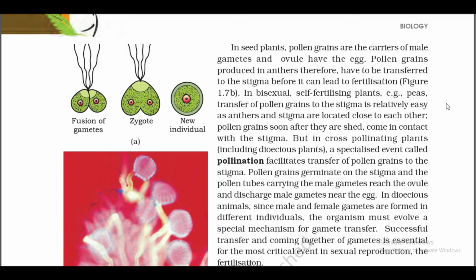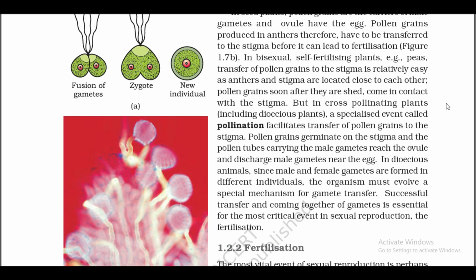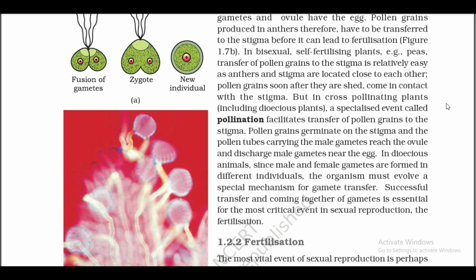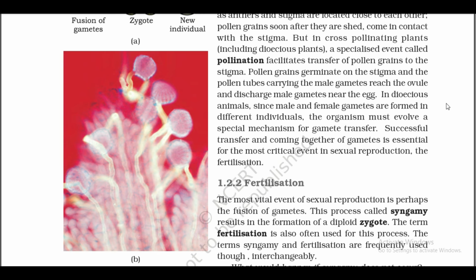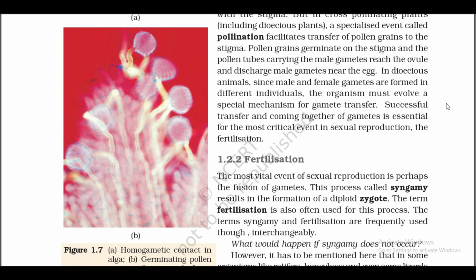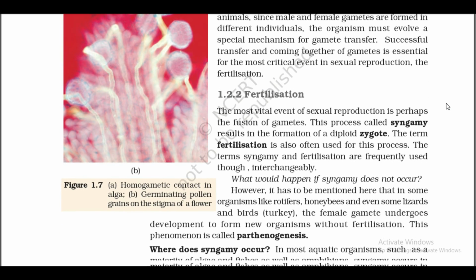But in cross-pollinating plants, including dioecious plants, a specialized event called pollination facilitates transfer of pollen grains to the stigma. Pollen grains germinate on the stigma and the pollen tubes carrying the male gametes reach the ovule and discharge male gametes near the egg. In dioecious animals, since male and female gametes are formed in different individuals, the organisms must evolve a special mechanism for gamete transfer. Successful transfer and coming together of gametes is essential for the most critical event in sexual reproduction, the fertilization.